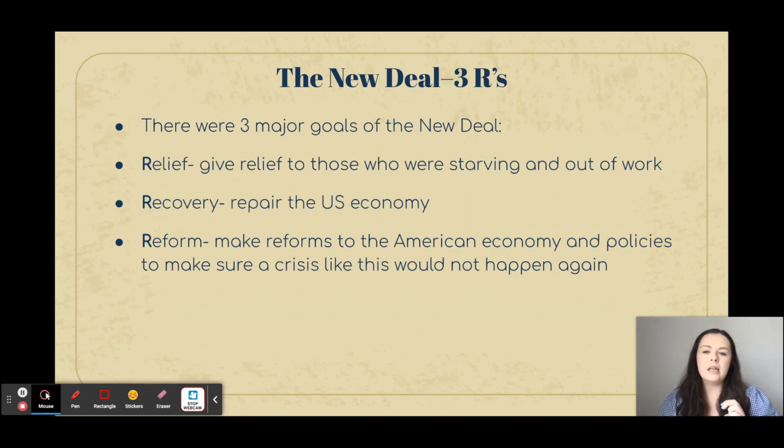And then lastly, reform. So this is really important. It's not just stopping the bleed, right? Like stopping the crisis. The third R is let's make sure the Great Depression never happens again. Let's make sure we put mechanisms in place so that banks don't shut down if too many people try and withdraw their money from the bank. Let's make sure that if people are out of work, there's some protection from the government, like some unemployment insurance that you could collect on. So those are the 3 R's of the New Deal.